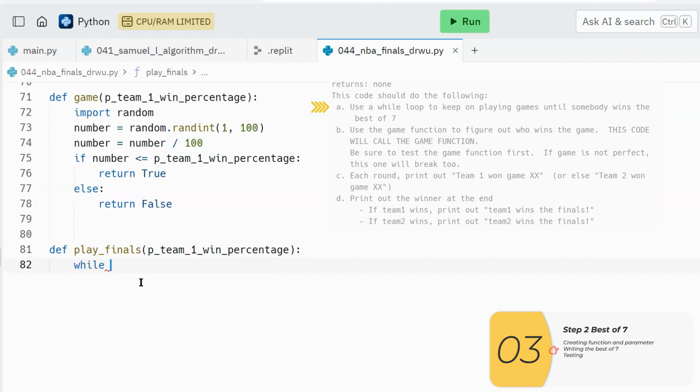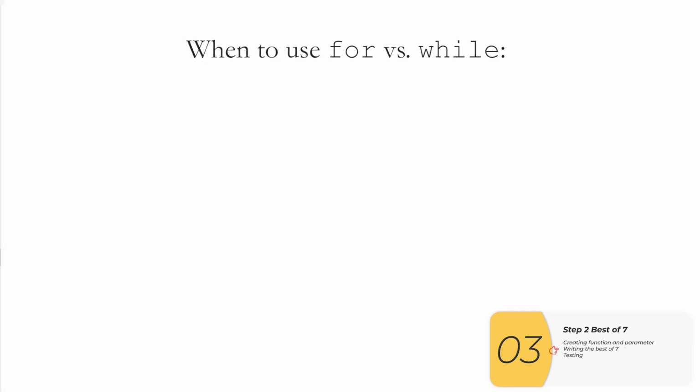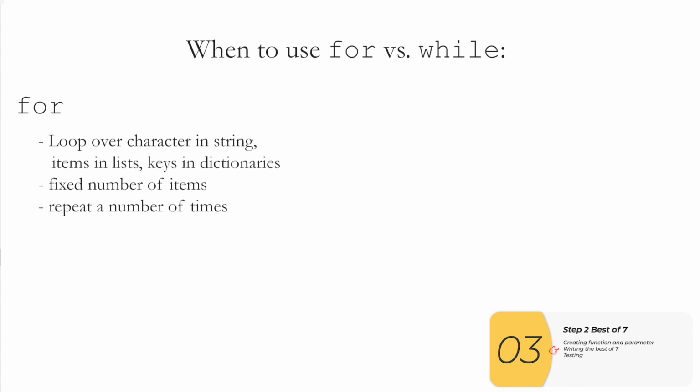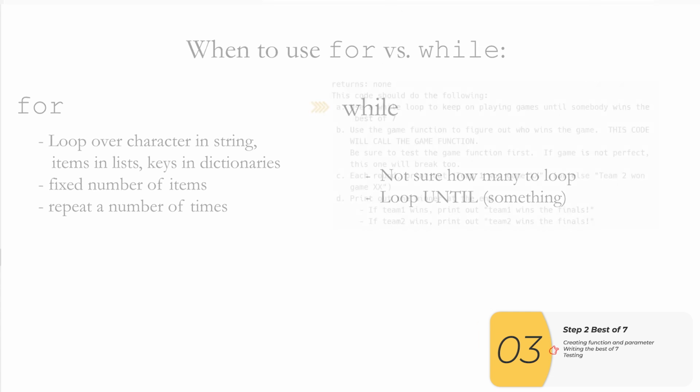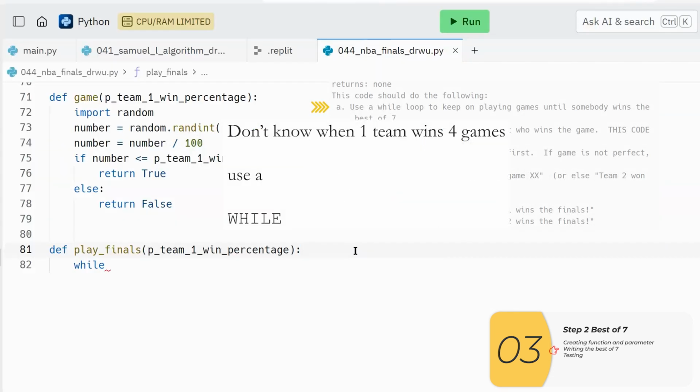And every so often here, my students will question me and they'll ask, Dr. Wu, when do I use a for and when do I use a while? Well, I use a for when I have an exact number of things I'm looping over. So I'm looping over a list, I'm looping over characters in a string, I'm looping a fixed number of times. For all of these things, I'll use a for. While is when I don't know exactly how many times I'm going to loop. I'm looping until something happens. So in this case, I don't know exactly when one of the teams is going to win 4 games, so I'll use a while.